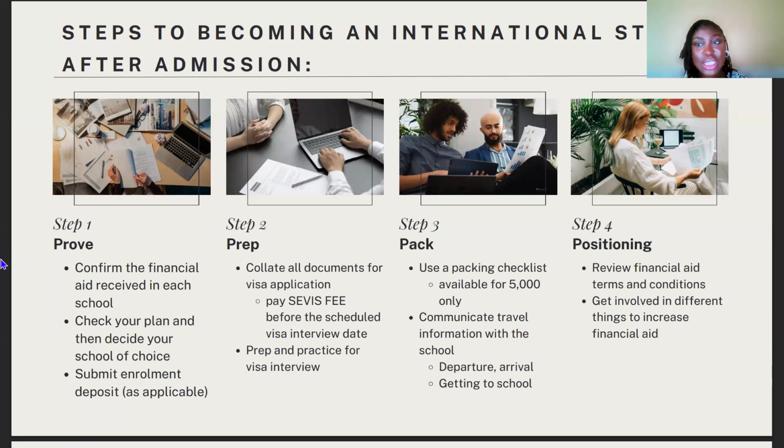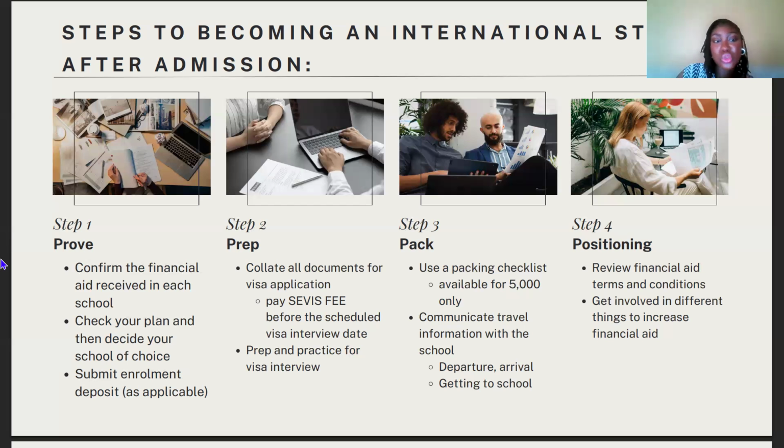I create content for international students who want to study in the US for their bachelor's degree, basically. Now this video is a part two of the first video. The first video was steps to becoming an international student before admission. Now this video is steps to becoming an international student after admission. That means you have been accepted into your dream school. You have been accepted into the school that you want, right?